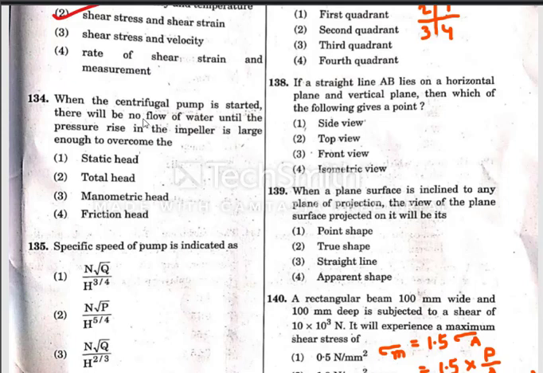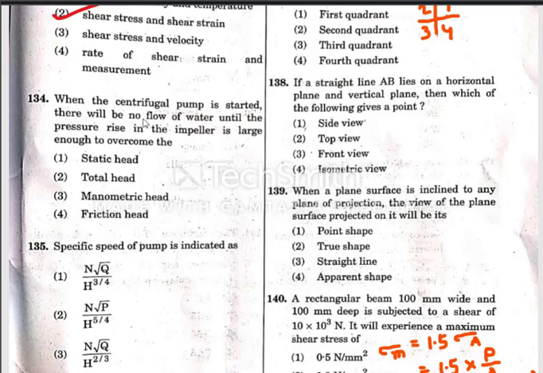And the next question, if a straight line AB lies on a horizontal plane and vertical plane, then which of the following gives a point? Side view gives a point. So side view, option 1, is the correct answer for this question.